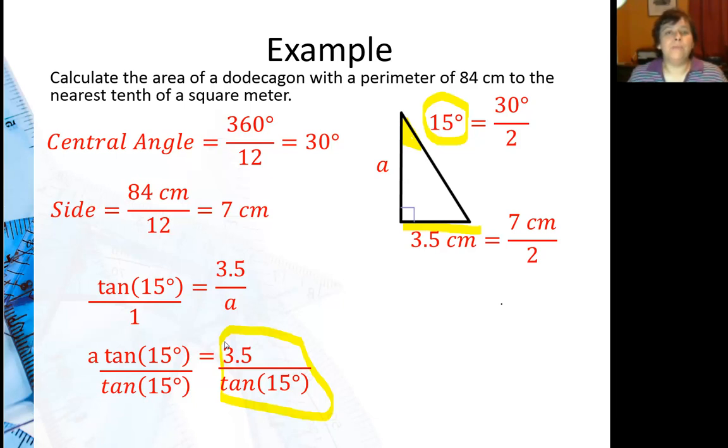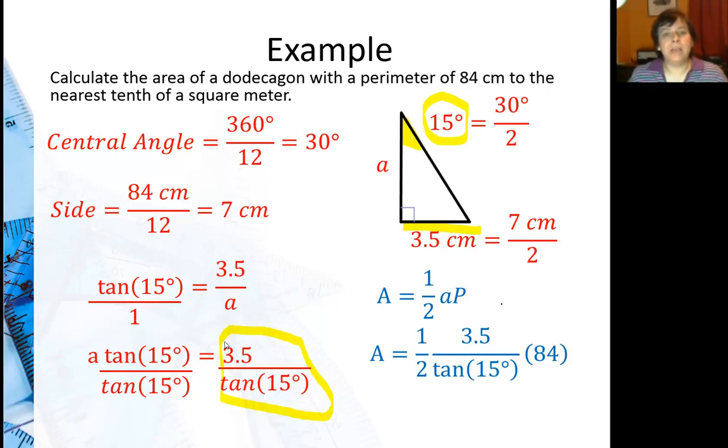So I'm going to go ahead and write the area formula, which is 1/2 the apothem times the perimeter. So I substitute in that 3.5 divided by tangent of 15, and I go ahead and put in the perimeter of 84. You can put the whole thing in your calculator, and you'll get 548.6 centimeters squared. And there I've rounded it to the nearest tenth.